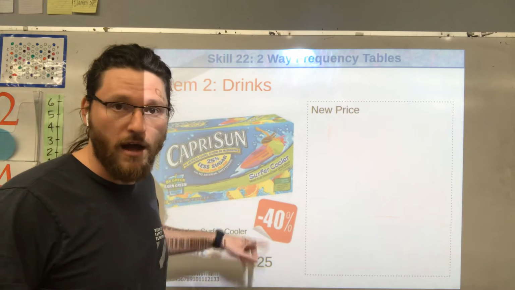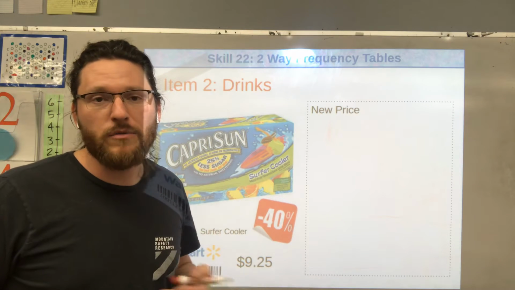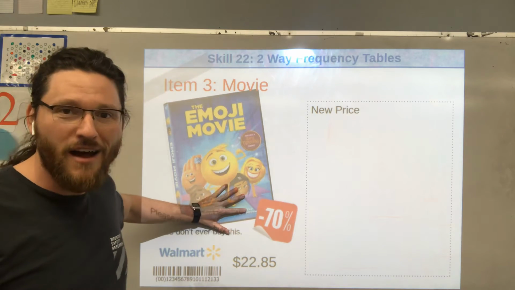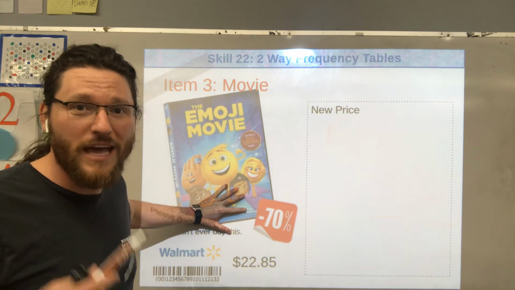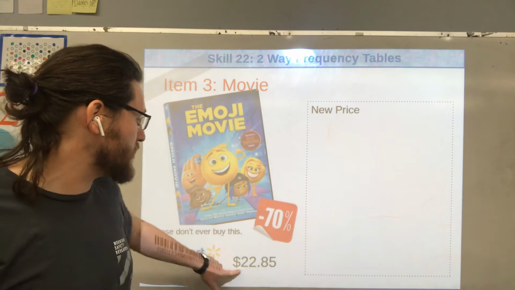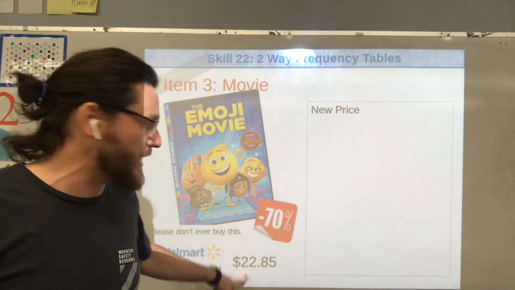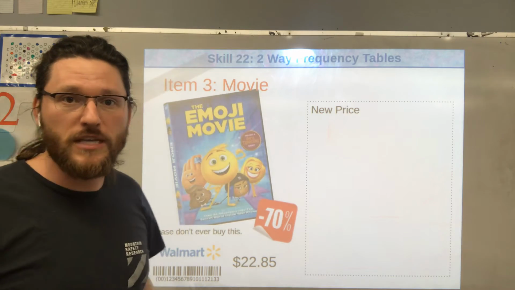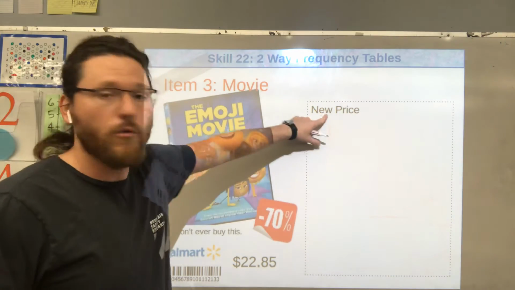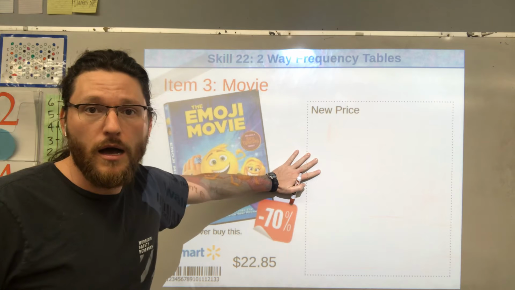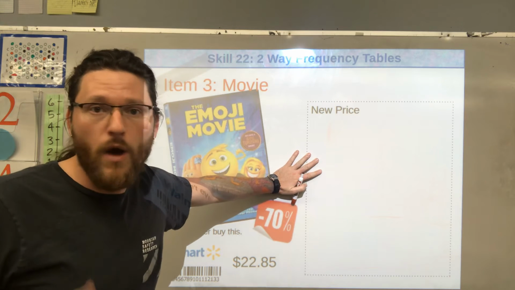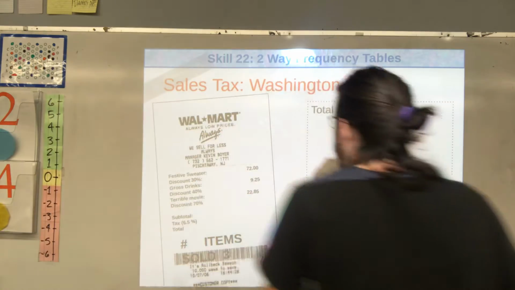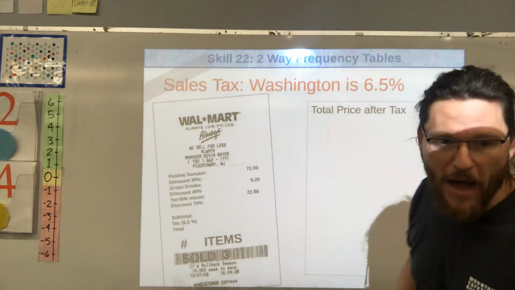They're 40% off. Okay, and no party is complete without some entertainment. So you know we're getting the Emoji Movie. It's 70% off, probably because it's a terrible movie. Okay, so you're getting that too. This is $22.85 originally, but it's marked down 70%. On both of these items, the Capri Suns and the Emoji Movie, I want you to show your work on the tape-in. What do you have to pay on these?